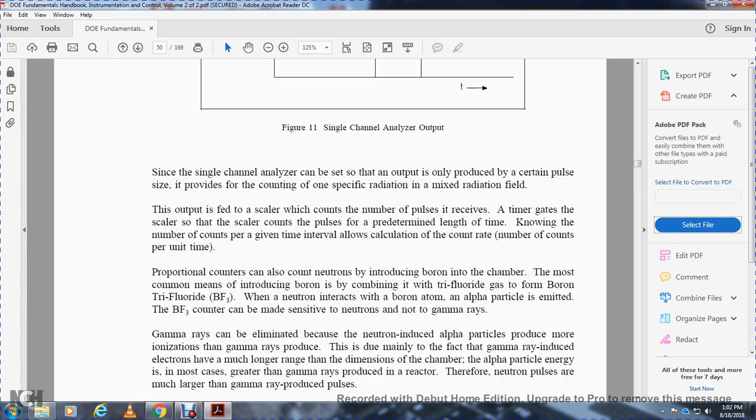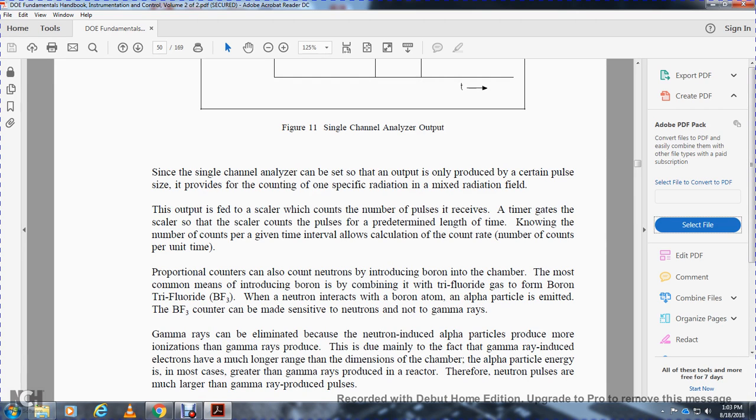Since the single channel analyzer produces an output only for pulses within a certain range, it provides a count of a specific radiation. The output is sent to the scalar, which counts the number of pulses received during the time set by the timer gate. Knowing the number of counts in a given time interval allows calculation of the count rate, the number of counts per unit time. Proportional counters can also detect neutrons when boron is introduced into the chamber.